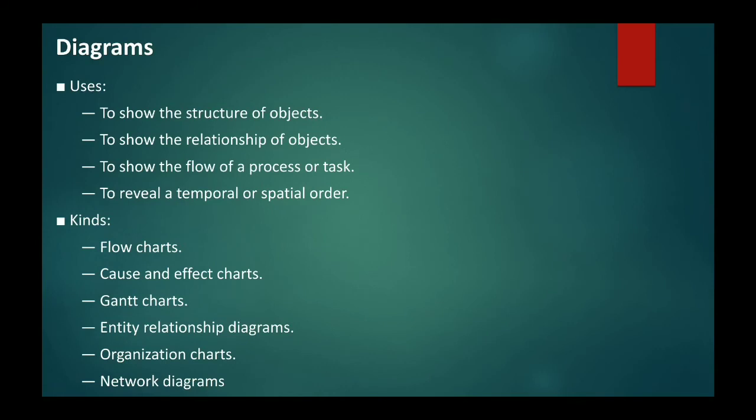The diagrams. Okay, diagrams. Now where will the diagrams be used? To show the structure of the object. Any object which we are using, to show its structure we can use diagrams. To show the relationship of objects, to show the flow of a process or any task, to reveal a temporal or spatial order, we can use different kinds of diagrams. They come in different kinds: flow chart, ER diagram, cause and effect chart, Gantt chart, organizational chart, network chart. So all these are different diagrams we can use for different situations. Okay.